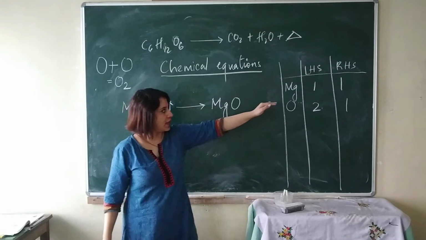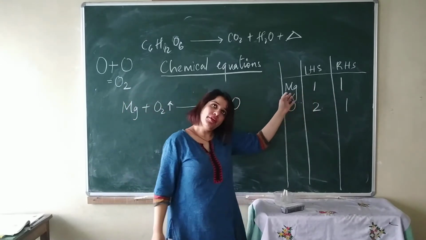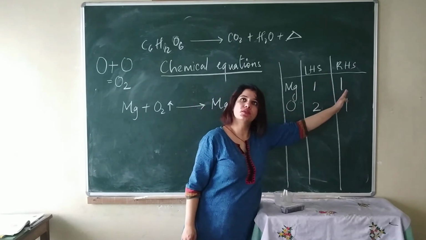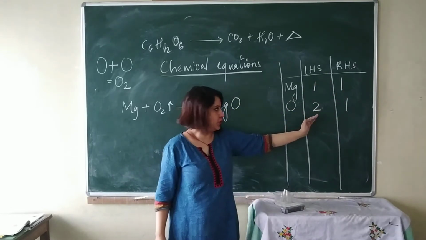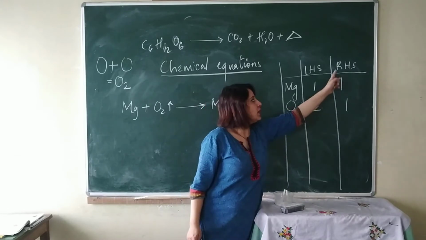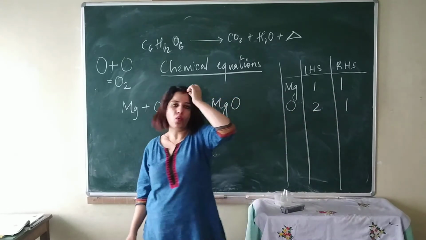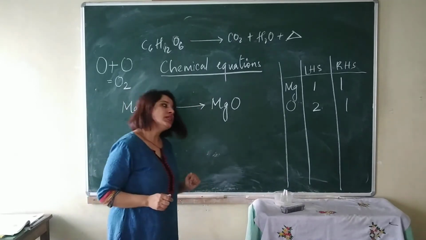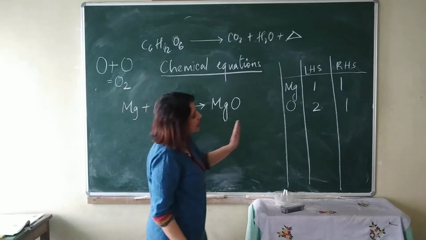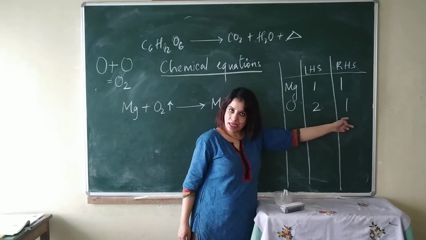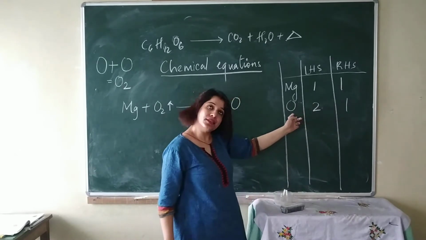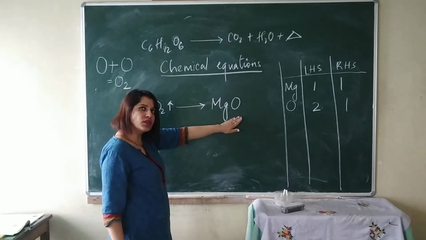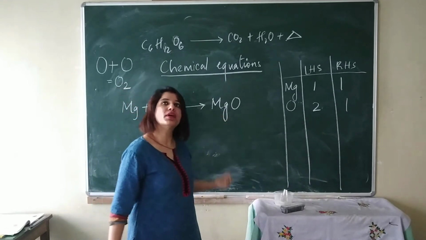Now if you see, the number of magnesium atoms is the same. Here it is 1, here it is also 1. But in case of oxygen, in the left hand side it is 2 and in the right hand side it is 1. So we have to balance it. Both sides the number should be the same. So which side is less? The right hand side, and which is less? Oxygen. Okay, now see, here oxygen and magnesium form a compound.